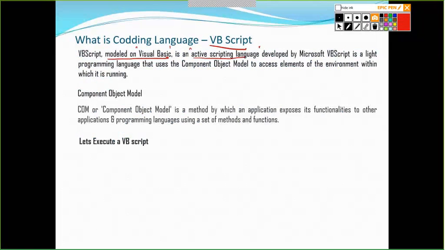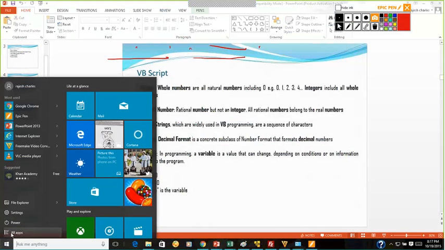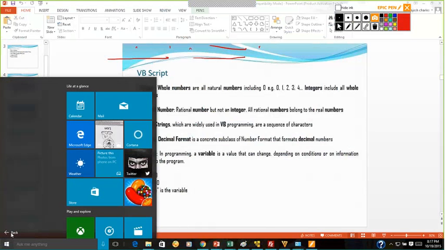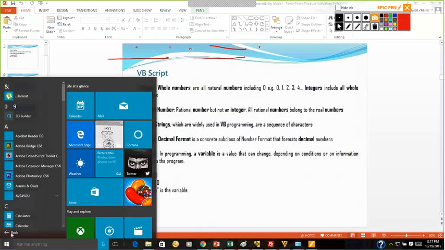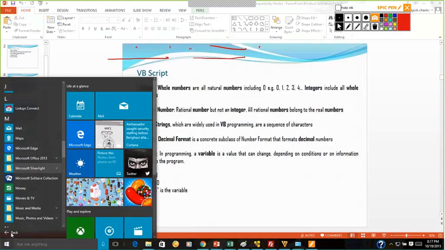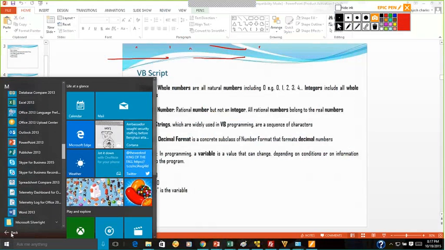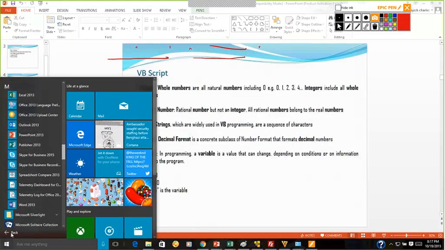Active scripting language means that I can perform an activity. Let's take a simple example. I want to open a Word application. So I'll go to Start, Programs, All Programs. Then I'll go to Microsoft Office 2013 and click on MS Word. I'll click on Word 2013. Now I have launched Word.